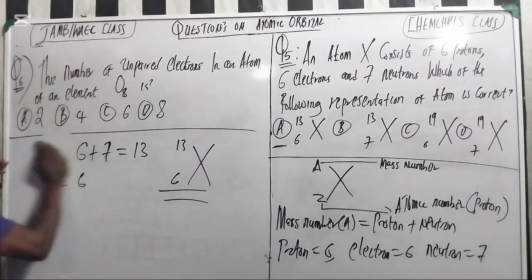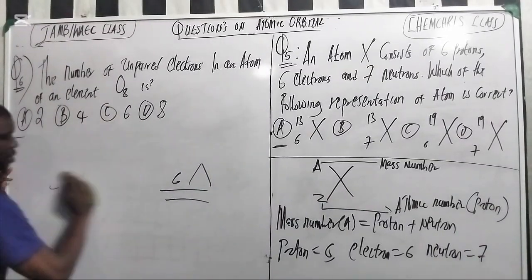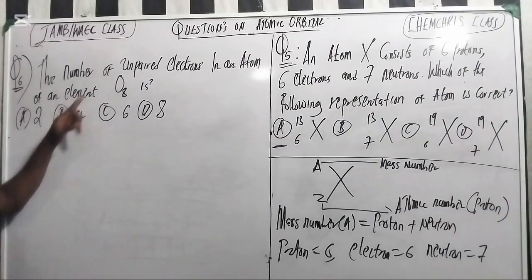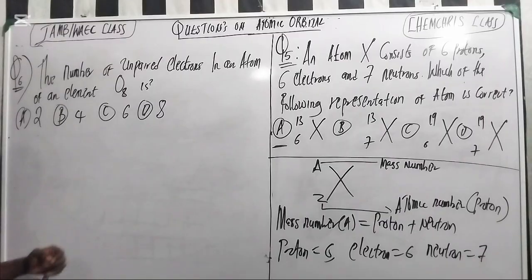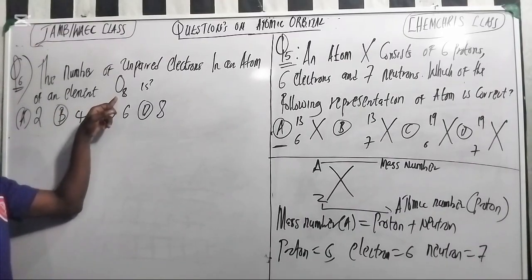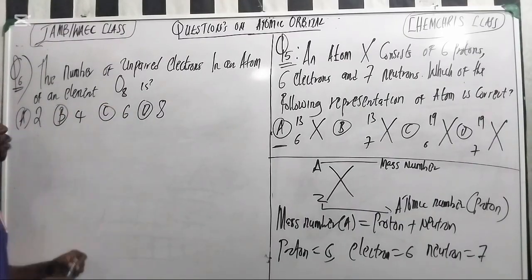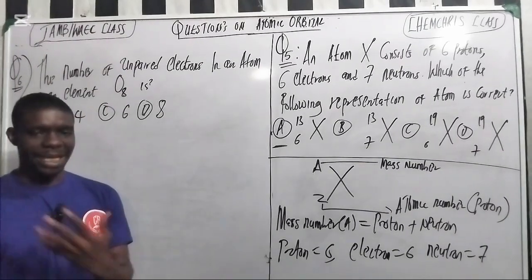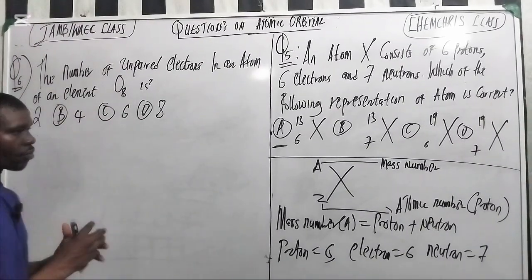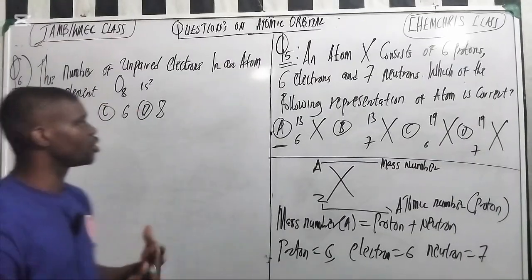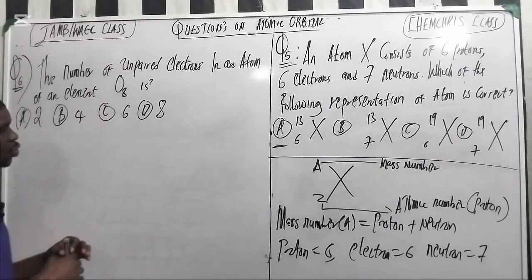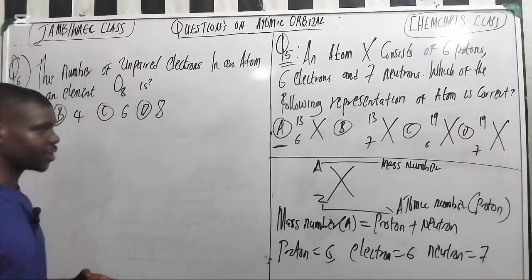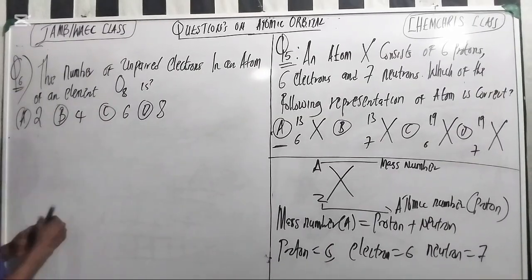So look at our question 6 here. They say that the number of unpaired electrons in an atom of element 8 is... How many unpaired electrons do you have here? Now, how do you get the number of unpaired electrons in this question? You have to write the electronic configuration. And the electronic configuration of oxygen is what?